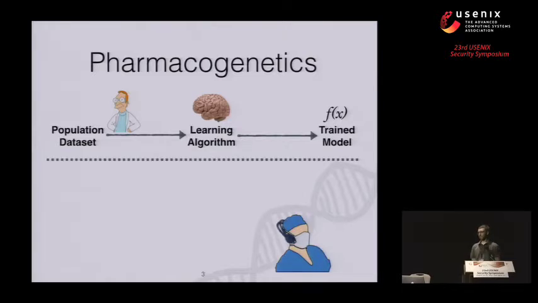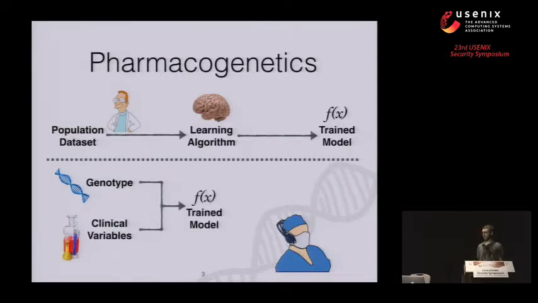They can give this model to a doctor, and then when the doctor has a patient, he can take the patient's genotype and maybe some clinical variables that talk about their medical history, their demographics, things like that. Feed these variables to the model that the professor types had trained before, and as output from that, get some guidance that they can use to treat the patient.